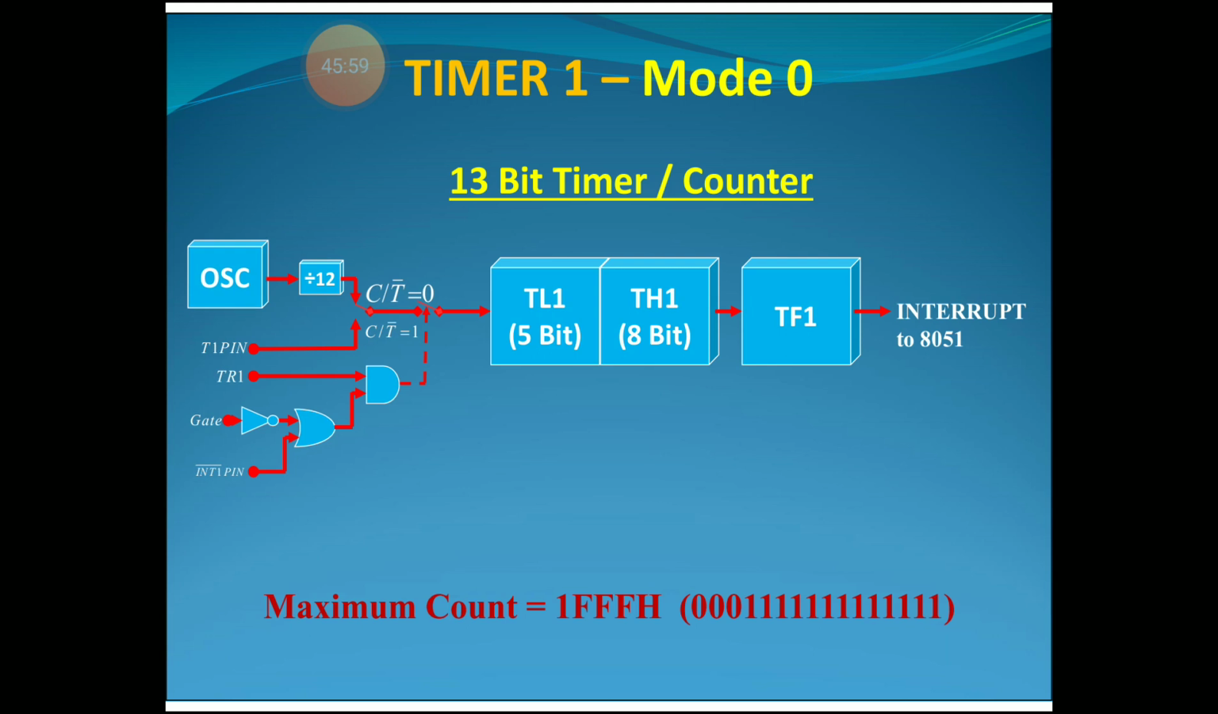Now let us do the timer 1 operation. This operation is similar to timer 0 except that here TL1 and TH1 are used in place of TL0 and TH0. Here the flag TF1 is set when timer 1 overflows. It reaches the maximum value, and upon the next clock pulse the TF1 flag is set, which can enable the interrupt or generate an interrupt signal to the controller.